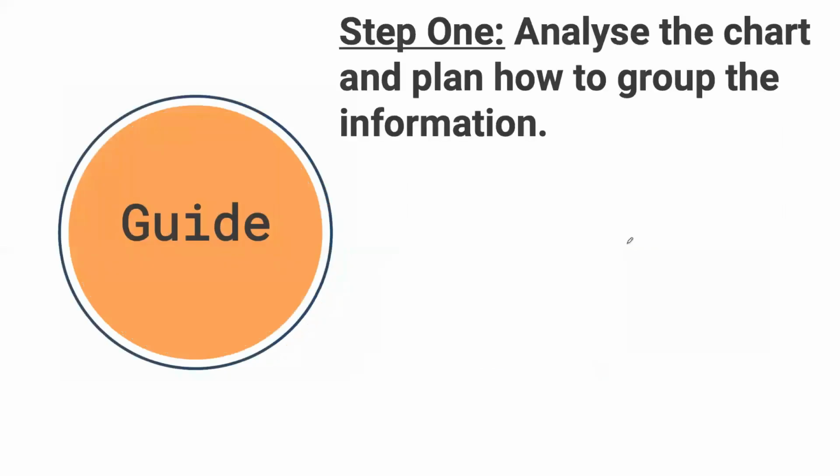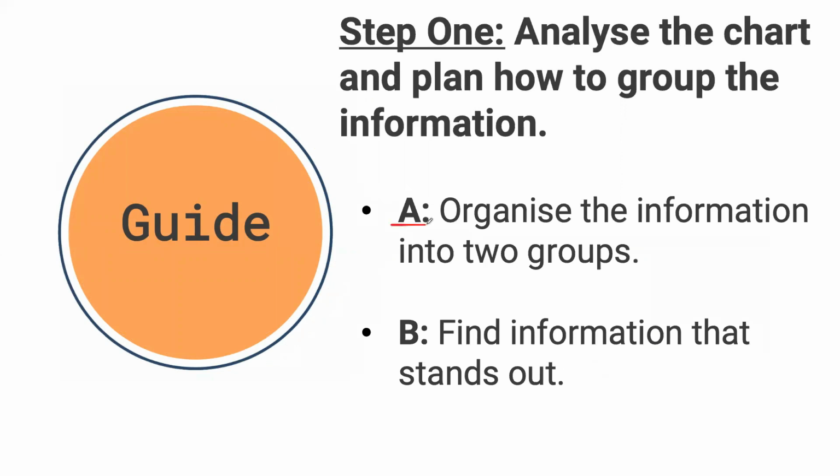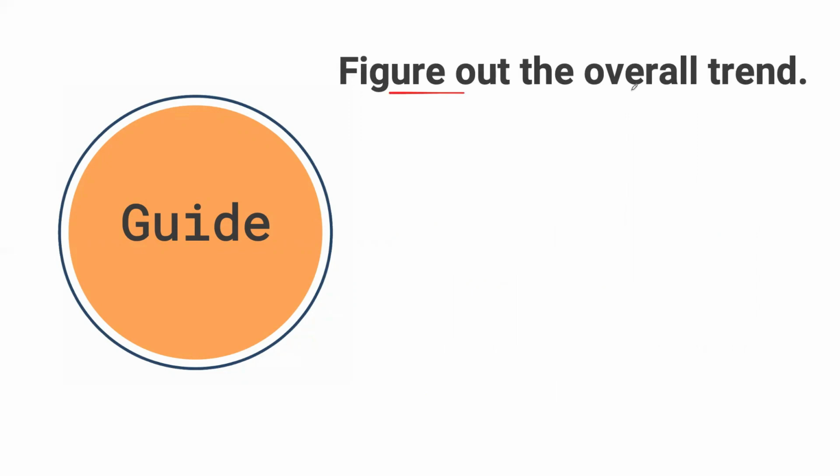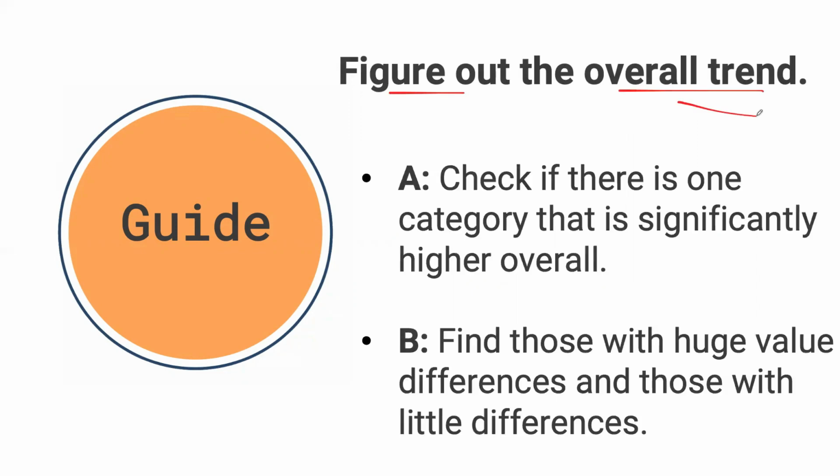Here's our guide. So again, we know that step 1 is going to be analyzing the chart, and we have two things to keep in mind as we are analyzing the chart, A and B. First, we want to organize the information into two groups. And then once we do that, we're going to find information that stands out to us. So things that are perhaps not as common, things that are quite unique to the information at hand. And then we're going to figure out the overall trend. This is still part of step 1. I'll show you in just a bit, but we're going to figure out the overall trend.